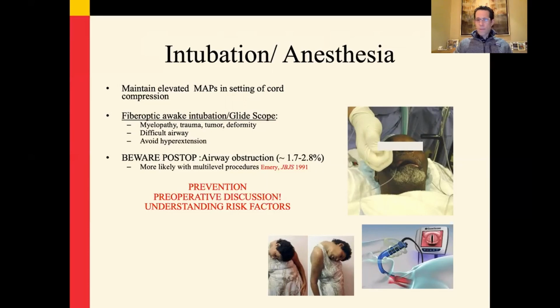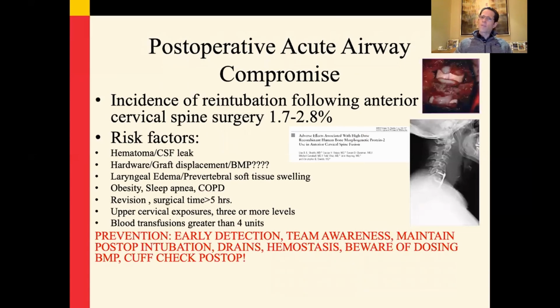Doing an awake fiber optic intubation or a glide scope in patients with a difficult airway, avoiding hyperextension in an unstable cervical spine, can also reduce the risk of having an iatrogenic spinal cord problem. What about postoperative acute airway compromise? This is an extremely rare event.